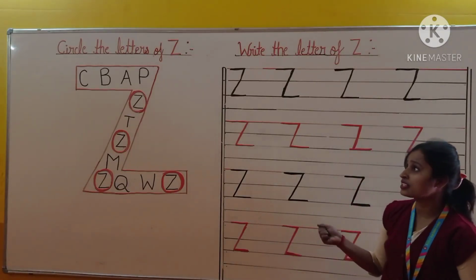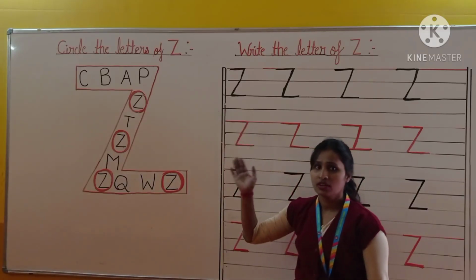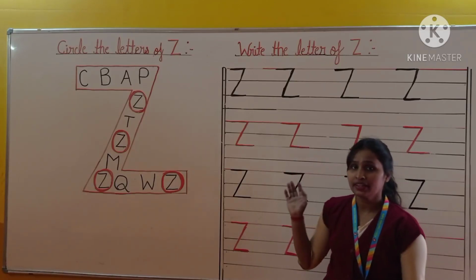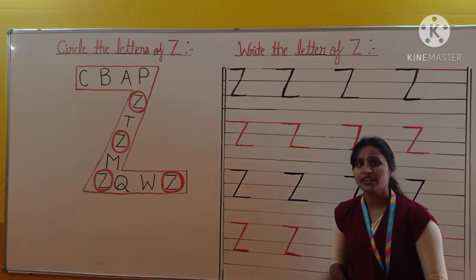Okay students. Circle the letters of Z. After that, write the letter of Z. Okay students, do your homework in your English notebook.